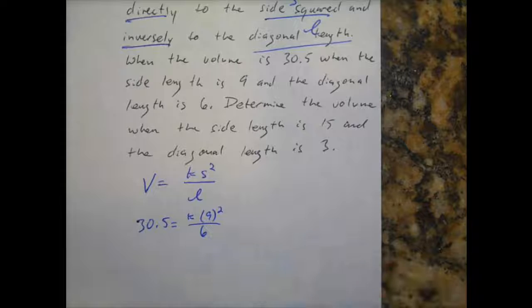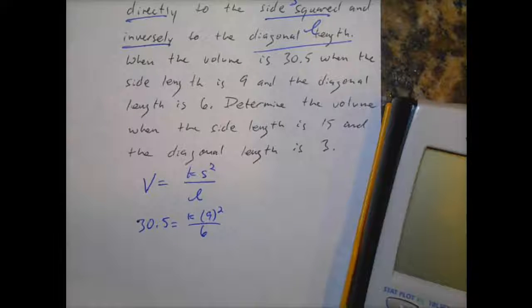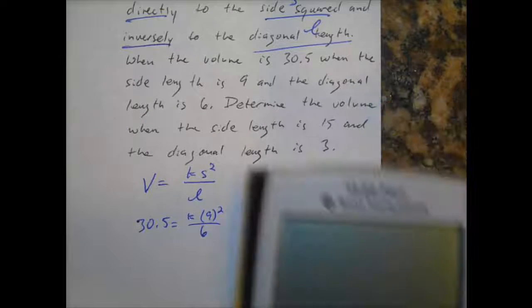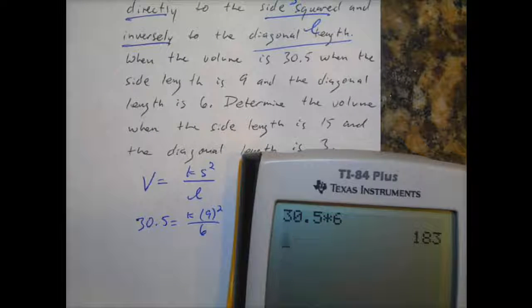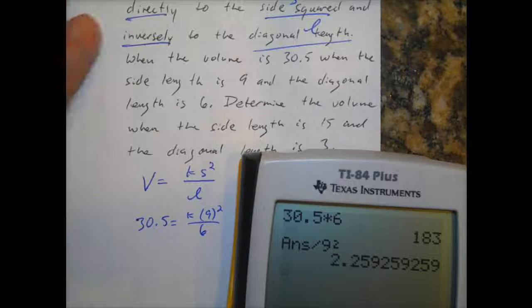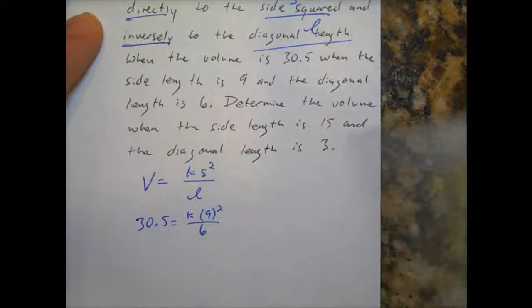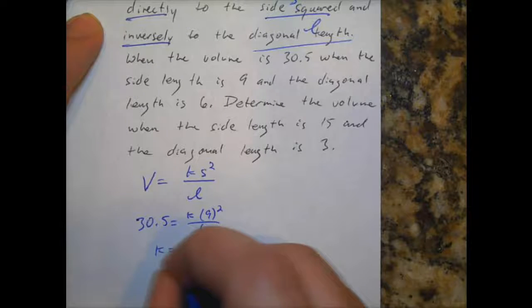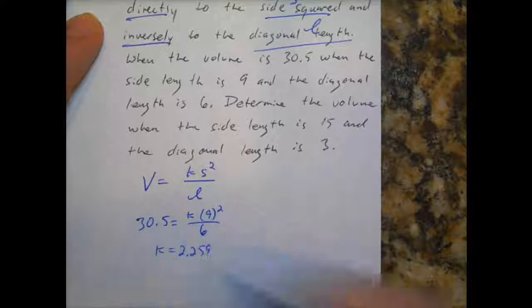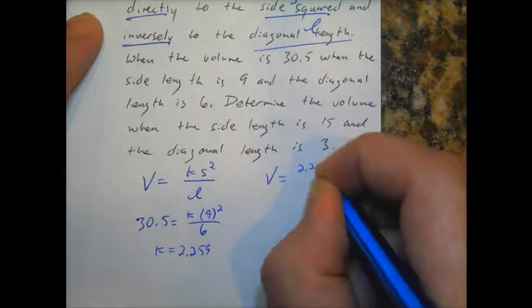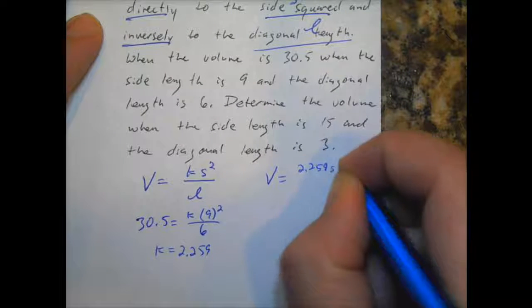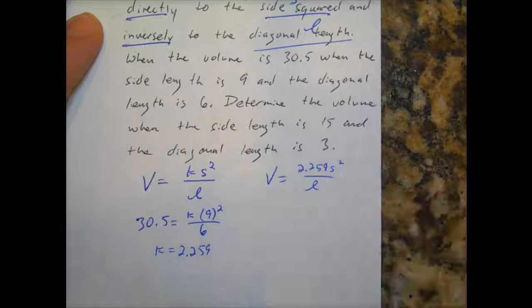So if I solve this equation, I have 30.5 times 6, and then I'll have to divide that by 9 squared. So I have 2.259. It's not a pretty number, but that's what our k is, 2.259. So my real equation is 2.259 s squared divided by L.